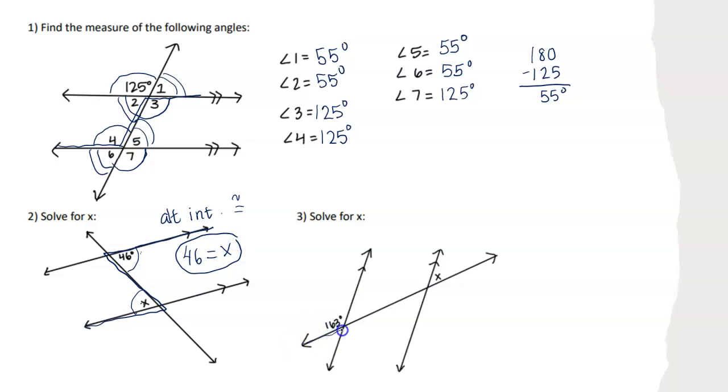For number 3, 163 is above the transversal, and so is x. They are on the same side of the transversal, and they are exterior angles. So since they're same side exterior, they're going to be supplementary. So x plus 163 is going to be 180, or if I subtract 163, x is equal to 17.